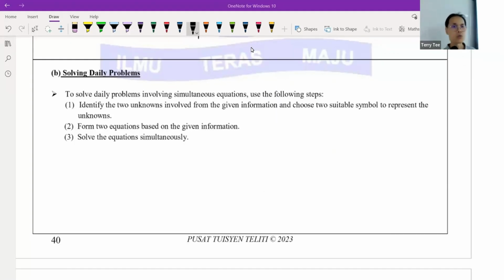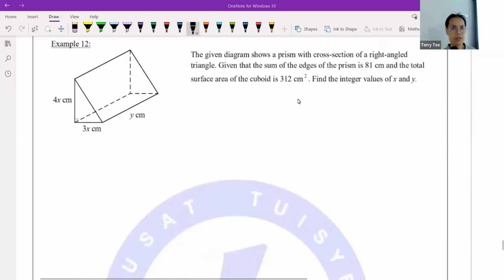So let's move on to solving a word problem involving simultaneous equations. Here we have a diagram that shows a prism with a cross section of a right angle triangle. You've seen this before, right? The length of one side is 4x, another is 3x. This one will be 5x: 3, 4, 5, simple Pythagoras. This length is y. They say the sum of the edges of the prism is 81.